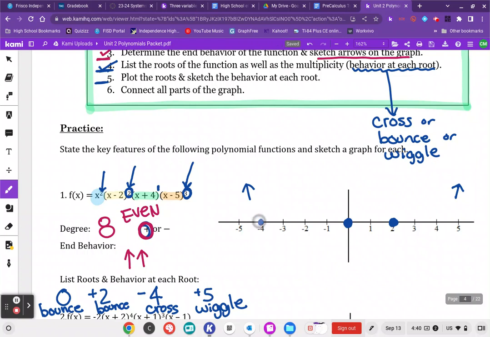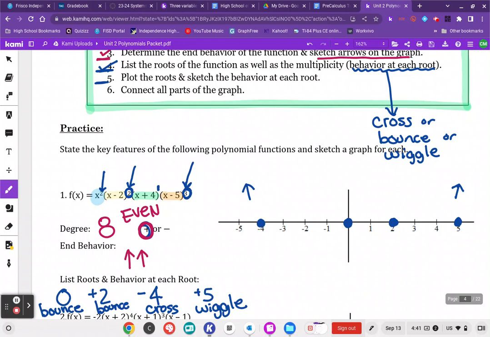At negative 4, make a big circle and color it in. At positive 5, make a big circle and color it in. Okay, so now I need to draw in their multiplicity, or draw their behavior at the root. And those are fancy ways of saying the cross or bounce or wiggle.